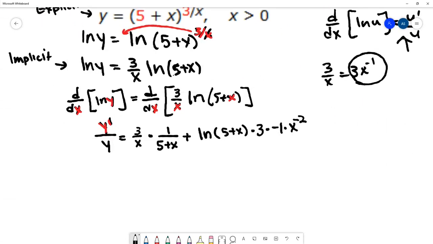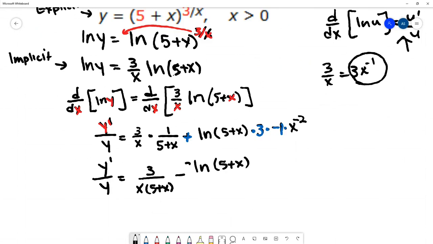Let's do a little bit of cleaning up. We have y prime over y equals 3 over x times 5 plus x, plus, now let's make that a minus. I'm making it a minus because I have a plus here, times 3 times a negative, so positive times the negative will be a negative. It'll be minus natural log of 5 plus x. We can put a 3 here. And then the x squared, I'll move that down to the denominator to get rid of the negative in the exponent.